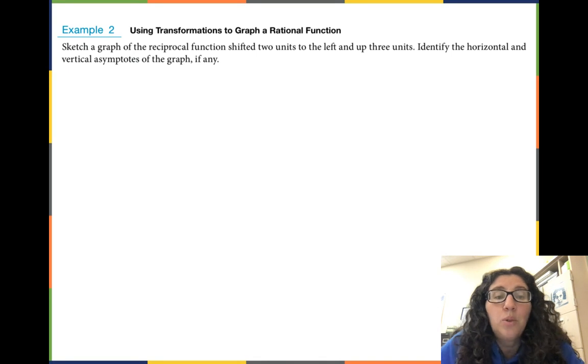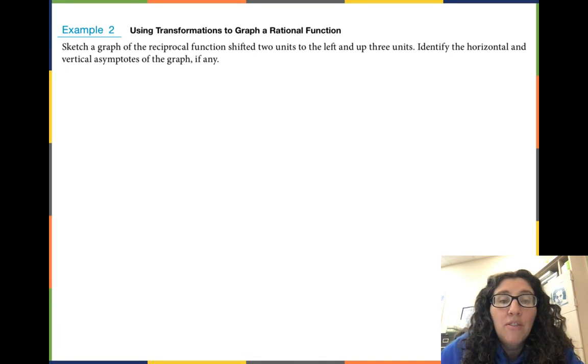All right, let's do another example. Sketch a graph of the reciprocal function shifted 2 units to the left and up 3 units. Identify the horizontal and vertical asymptotes of the graph. Well, we can use our transformation of functions knowledge. The original graph would be 1 over x. x plus 2 means it shifted to the left by 2. And plus 3 means it shifted up by 3.